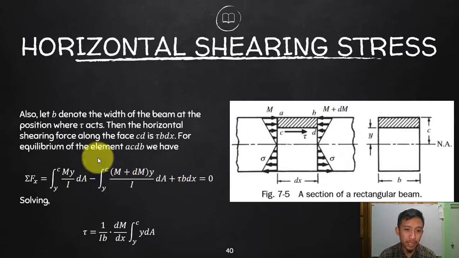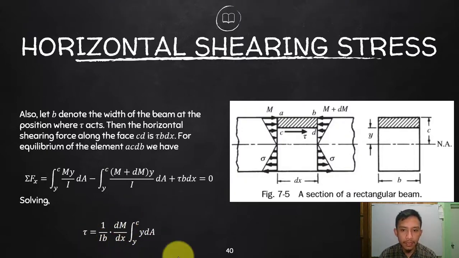Then all you need to do is transfer that to the other side, cross multiply, and you will end up with the equation of your tau, which will be 1 over Ib times dM over dx, the integral of y dA. So that is our tau.